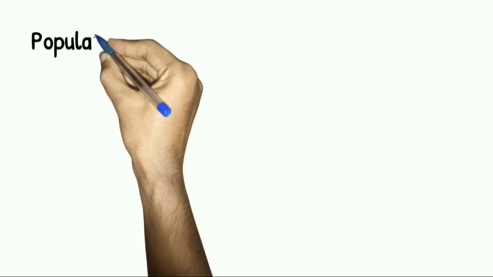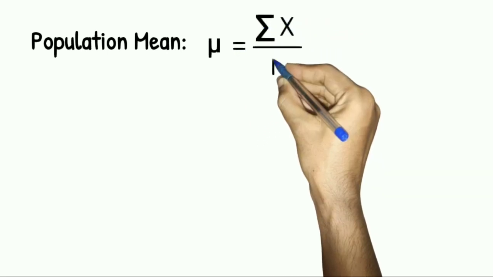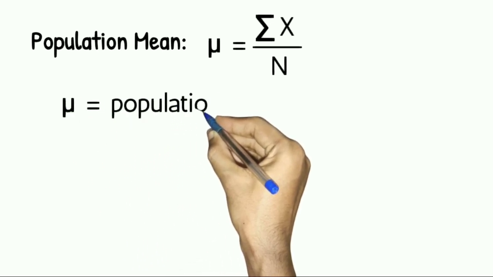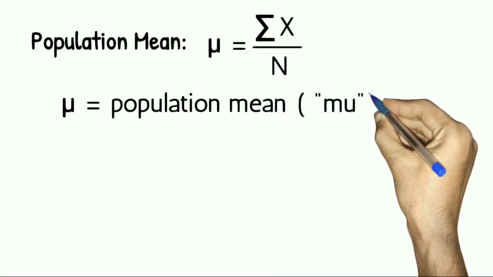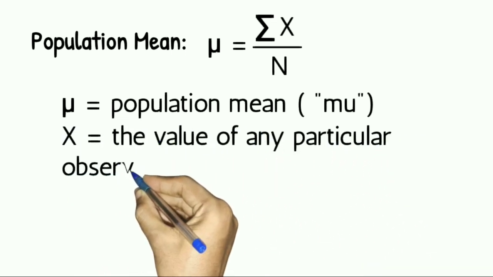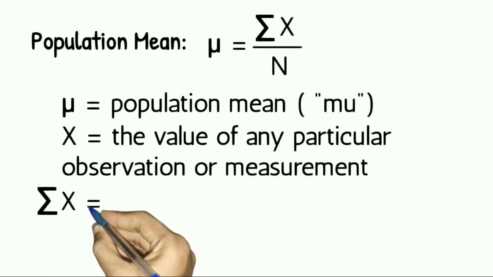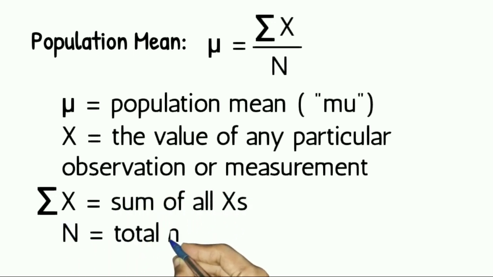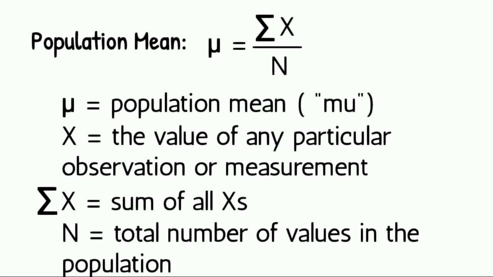Next, let's proceed to population mean. The formula for population mean is this. This symbol is called the population mean. It is read as mu. Yung X naman is the value of any particular observation or measurement. The summation symbol and the X is read as sum of all X's. And yung N na malaki is the total number of values in the population.